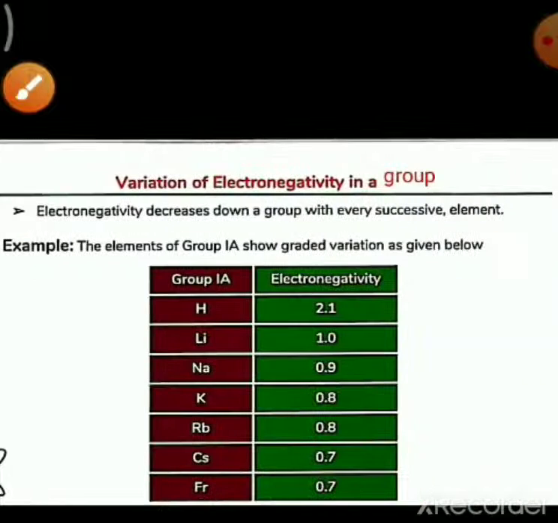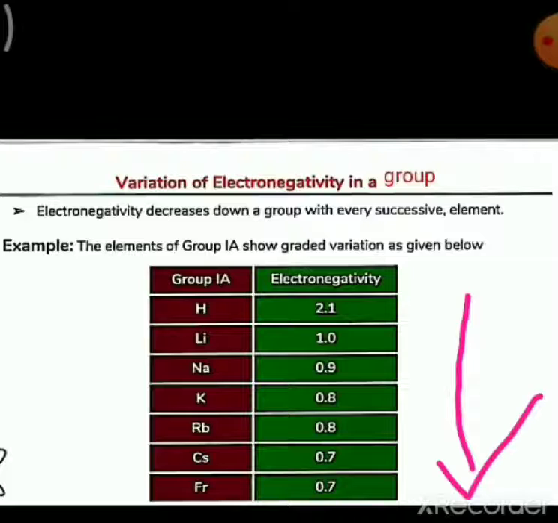Then we will see the variation of electronegativity in a group. So this is your first group. Here you can see your electronegativity decreases. First hydrogen, then francium. So here you can say that hydrogen has the maximum electronegativity value, whereas francium has the least electronegativity value. So why does the electronegativity decrease here?